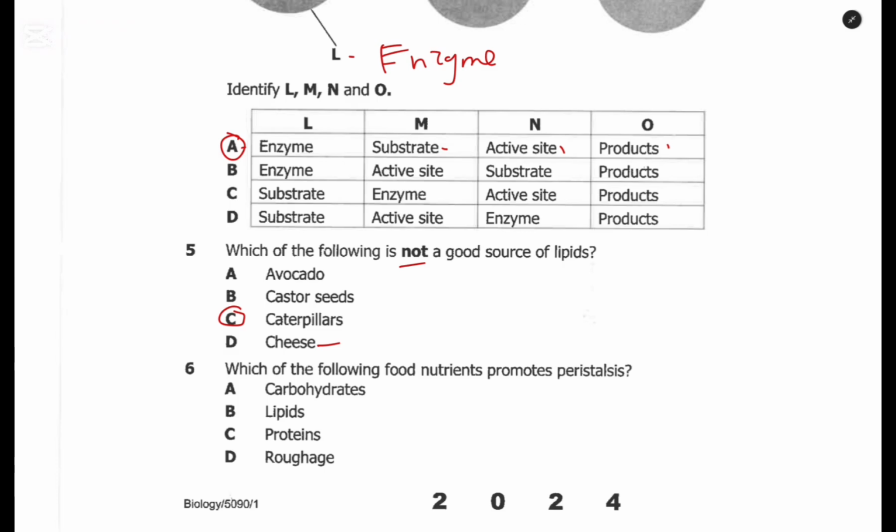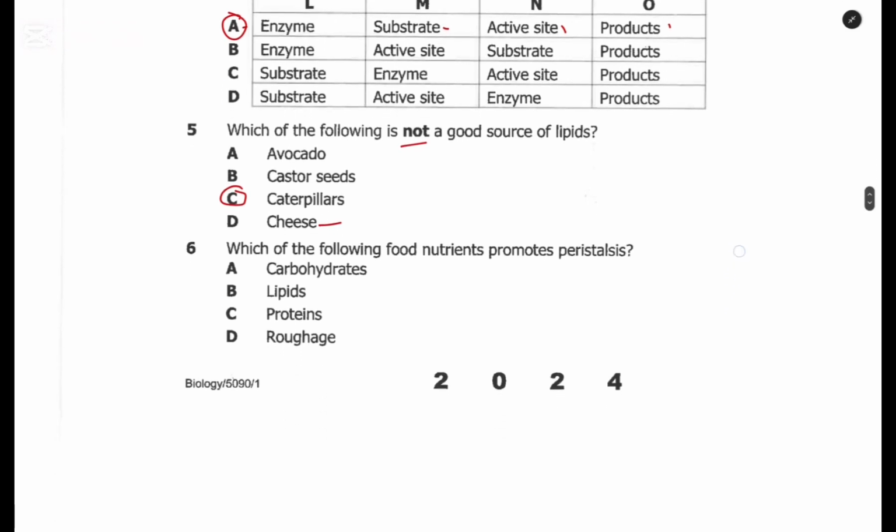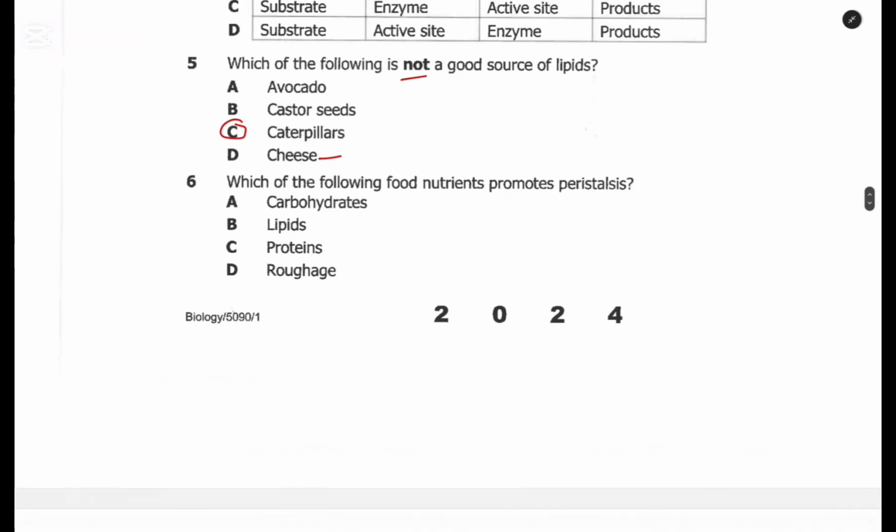Therefore the answer here, caterpillars are not a good source of lipids, but a good source of proteins. And therefore the answer is C. Make sure that you understand the questions. And normally from question 5 up to question 8, you find questions on nutrients. So this particular topic also you need.